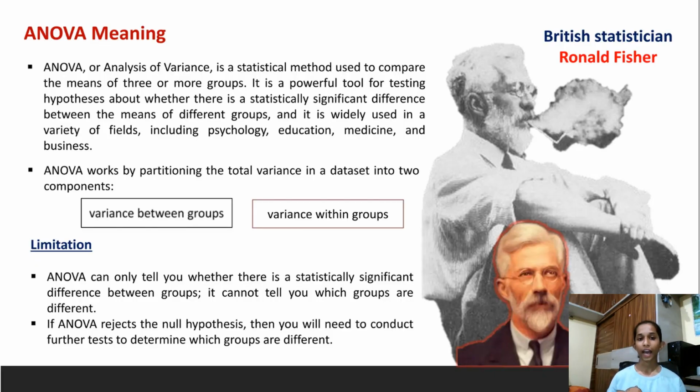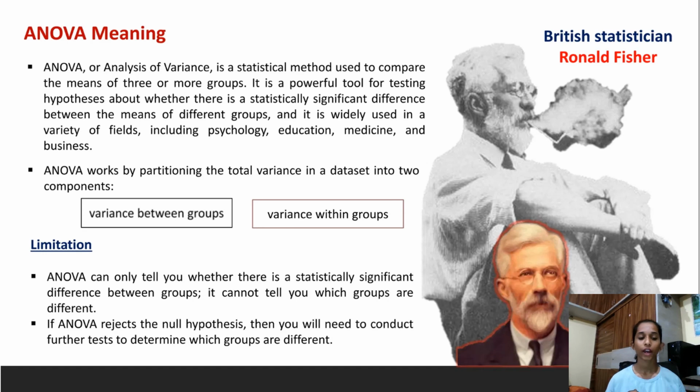So ANOVA, or analysis of variance, is a statistical method used to compare the means of three or more groups. It is a powerful tool for testing hypotheses, whether there is a statistically significant difference between the means of different groups. It is widely used in a variety of fields, including psychology, medicine, education, and business. ANOVA works by partitioning the total variance in a data set into two components: variance between groups and variance within groups.